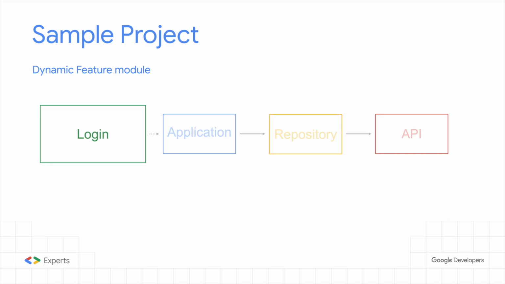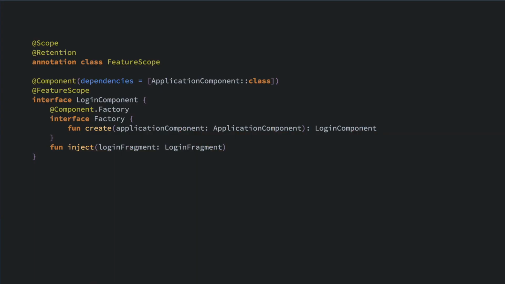Now let's look at the login module and see how Dagger is configured. In the login component we use feature scope. If you notice, login component doesn't need any modules. It will be injecting the objects that are obtained from the dependency components. In this case, the application component. Again, it has a factory that would require a dependent component's instance. In this case, application components. This component would inject the login fragments. So we add our inject method.